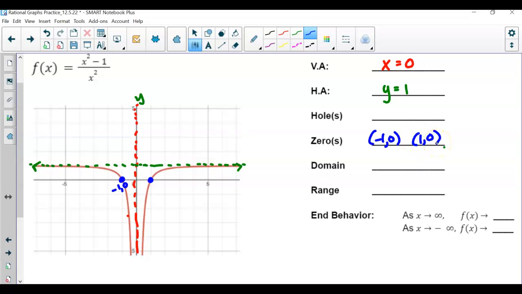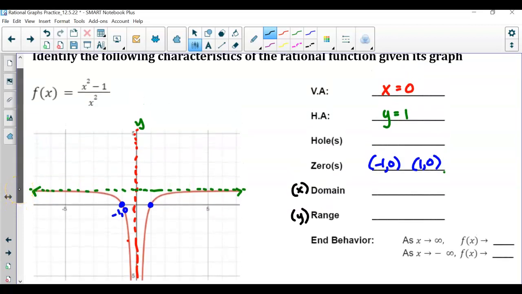So when we're looking at the domain and range, remember the domain is your x values and the range is your y values. So if I have my domain, we're talking about what are the x values where the graph does exist, or we could say where it doesn't exist. In order to do that, we need to make sure to identify if we have a hole or not. So I'm going to go back and actually factor and calculate.